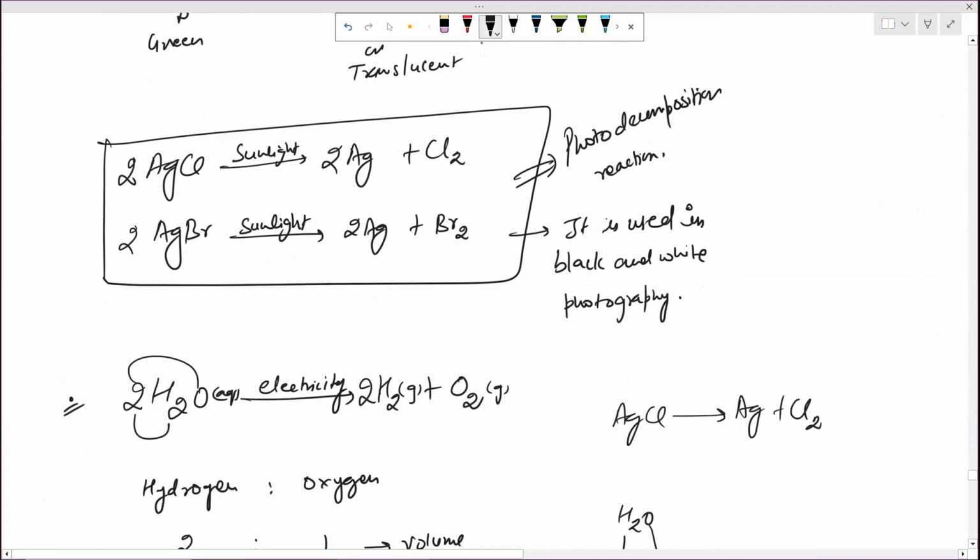Similarly, AgCl means silver chloride. When heated, it gives you Ag plus Cl2. And similarly, AgBr in the presence of sunlight will give you Ag plus Br2. Okay, so note down this reaction. This reaction is known as photo decomposition reaction, because it is done in the presence of sunlight, and it is used in black and white photography. If the question comes which of the following reactions is used in black and white photography, then you need to mention these terms. Got it? Yes, sir.